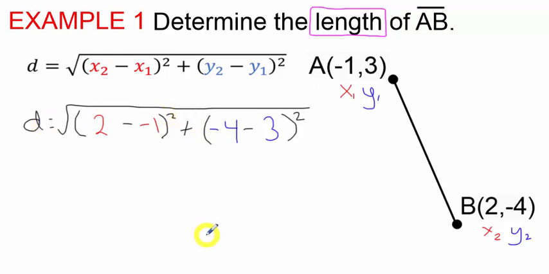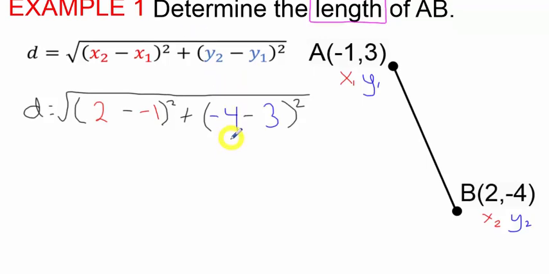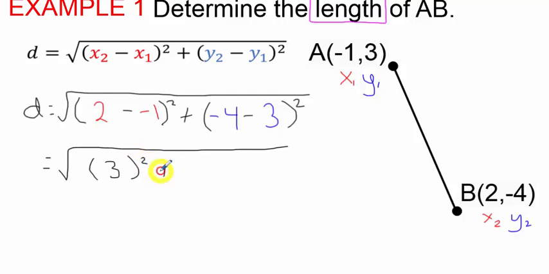From here to the end of the problem, we need to simplify and reduce until we have a single number that represents our length. So let's use order of operations until we get to our results. We're going to start inside the parentheses. So in the first parentheses, this 2 double negative 1, double negative is the same as a positive, so this really means 2 plus 1. 2 plus 1 is 3. And then in the other parentheses, we have negative 4 minus 3, which is negative 7.